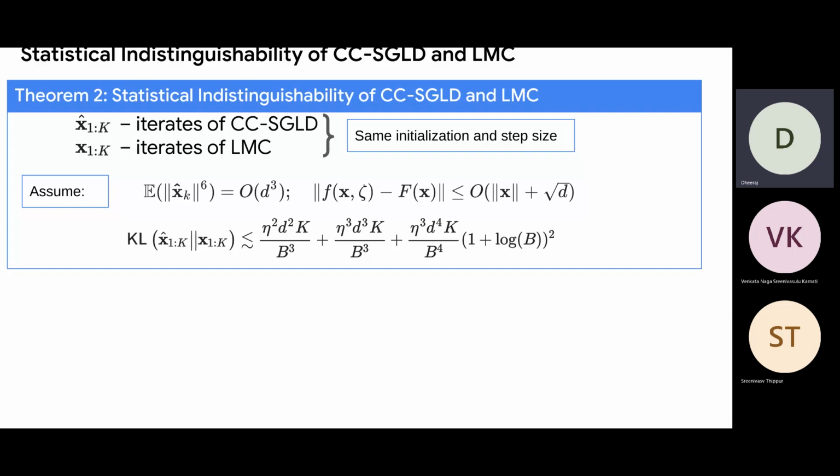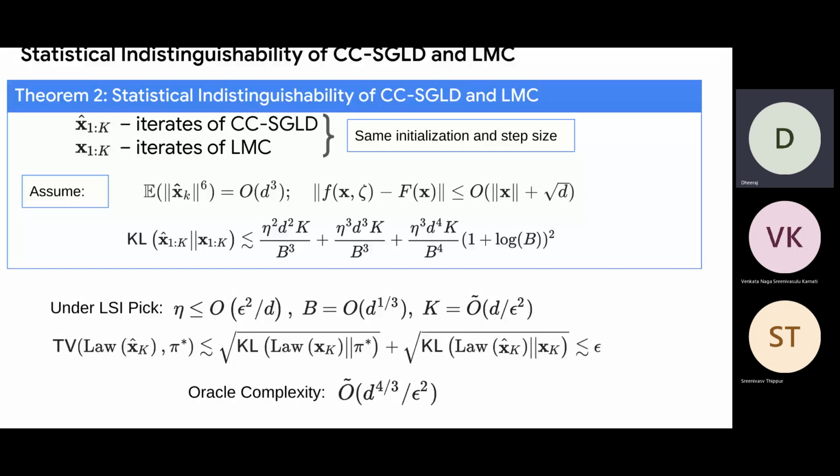Okay, so we'll assume that the expectation of the norm of x_k hat to the power 6 is of the order d cubed. It corresponds to each iterate being O of 1, each dimension being O of 1, and we'll assume this almost sure bound on the stochastic gradient noise, but it can grow with respect to x, but it's still bounded. Then what we show is that the KL between the trajectory of CCSGLD and that of LMC is at most eta squared d squared k over b cubed. So in the previous result, we had a b squared dependence. Now we have a 1 over b cubed dependence in the error. This is because of the covariance correction.